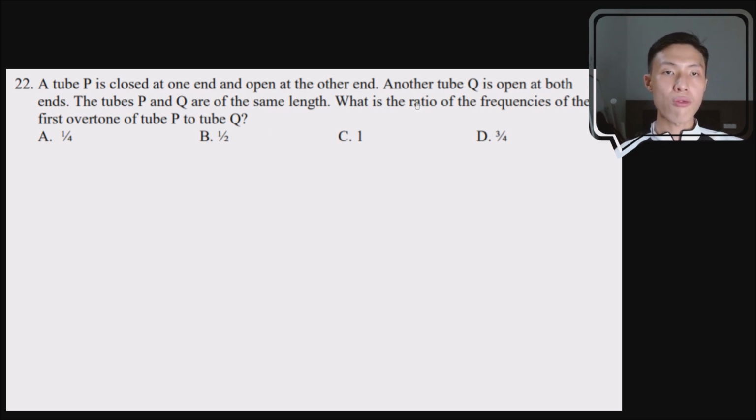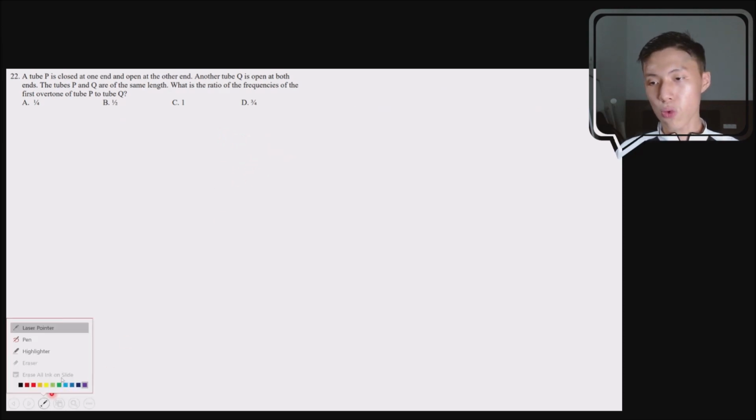Now they ask what is the ratio of the frequency of the first overtone of tube P to tube Q. So later we need to find the frequency of the first overtone for P divided by the frequency of the first overtone for Q. Then that ratio will be our answer. So let's try to draw two tubes to represent tube P and tube Q.